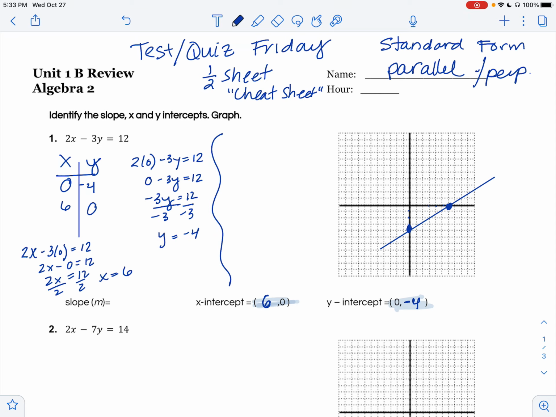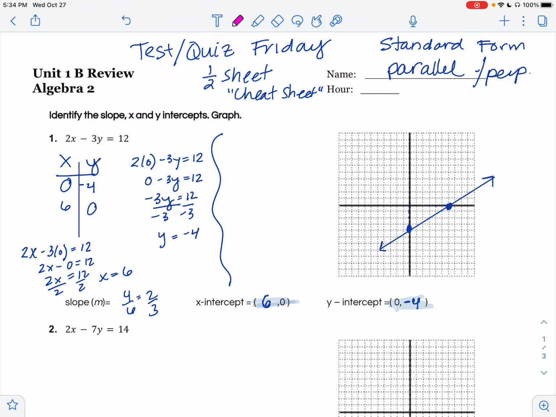And then if you were super accurate, drawing your line, you could just count the slope, right? So you could go up 1, 2, 3, 4 over 6, up 4 over 6. Okay, and then you might reduce that to 2/3.